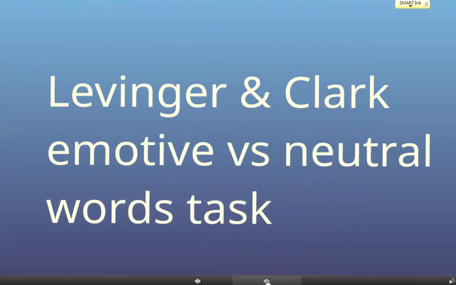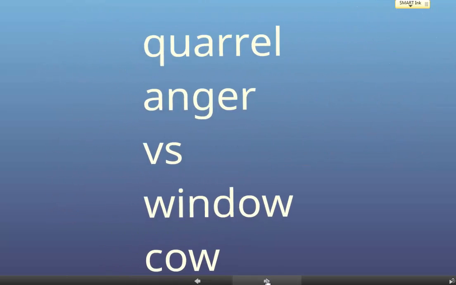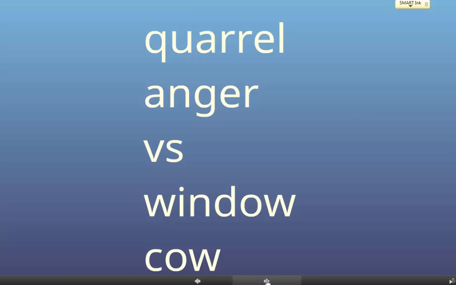Well, Levinger and Clark thought they could. They used emotive and neutral words, as you remember, words such as quarrel, anger, for example, versus window, cow, things like that. Participants were given immediate free associations to these negatively charged words and also the neutral words, and then they were given cue words and asked to try to recall the associations they had made with those words.